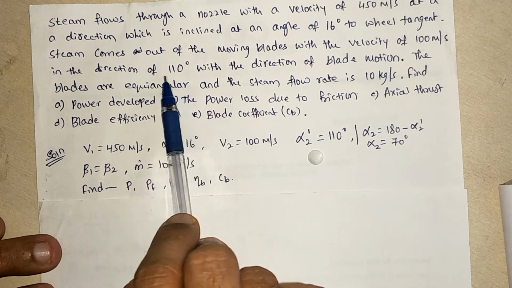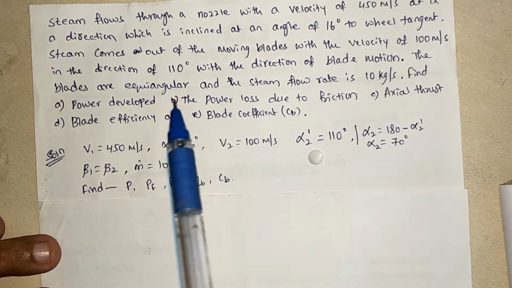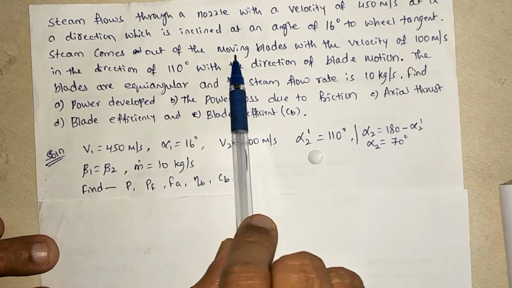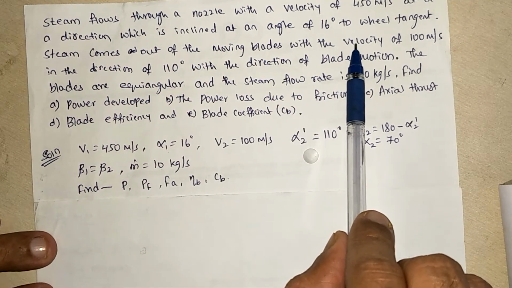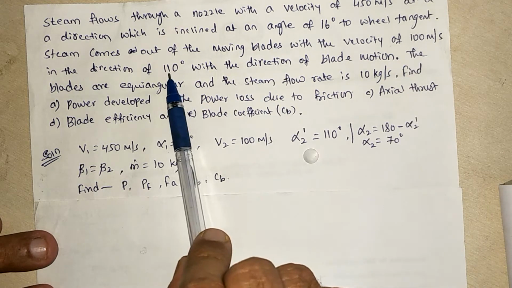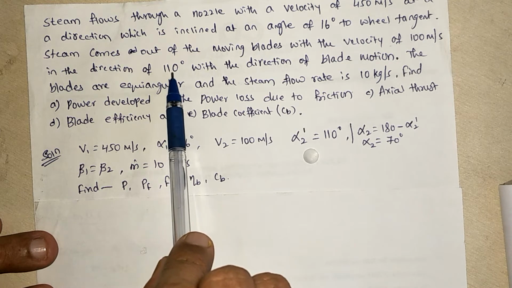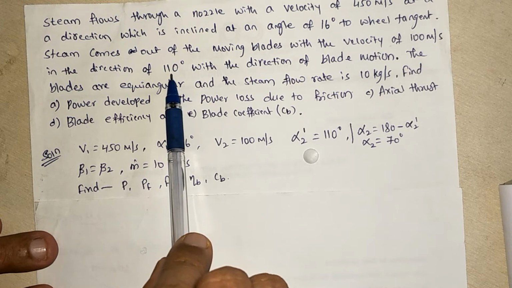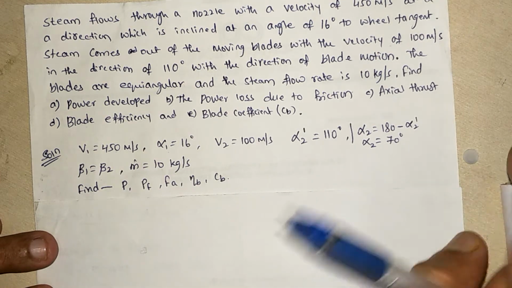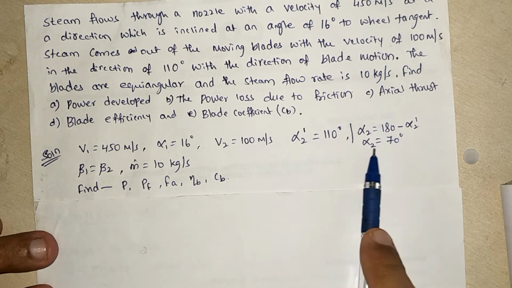Okay, so usually beta 2, not beta 2, it is alpha 2. Alpha 2 is the direction of the steam at exit, right? And V2 is the velocity of the steam at the exit. So this is the value of alpha 2 dash. Alpha 2 dash is given as 110 degree, right? So alpha 2 is equal to 180 minus alpha 2 dash, 180 minus 110. So we'll get alpha 2.